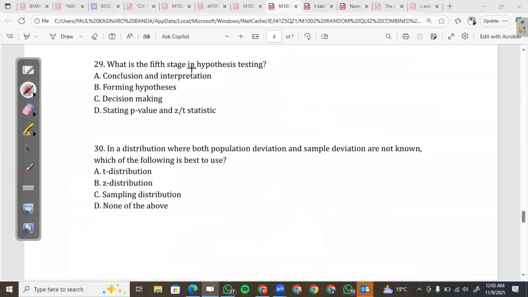Here they're saying what is the fifth stage in hypothesis testing? The fifth stage is just decision making. So after you've done everything, you've tested, you've made your conclusions, and now you make a decision. So this one here is the fifth stage. And then 30, they're saying in a distribution where both population deviation and sample deviation are not known, which of the following is best to use? You always use the T if the population deviation is not known. All right, so that's it for these questions.